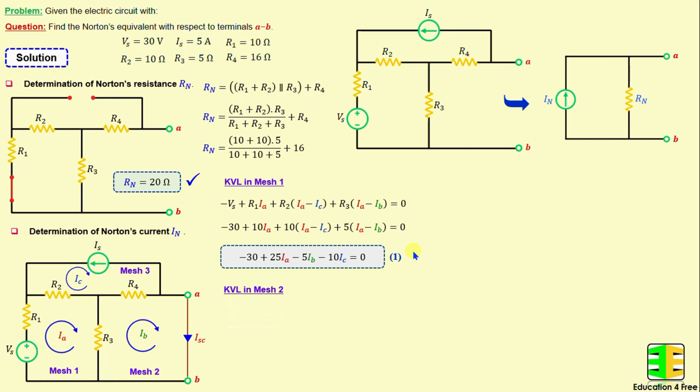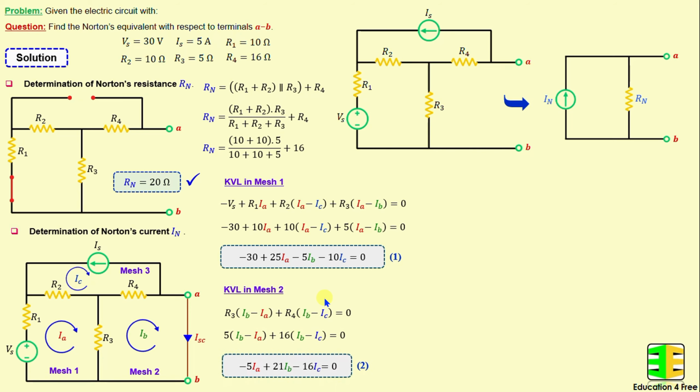Now by applying Kirchhoff's voltage law in mesh 2, we can write R3 times (IB minus IA) plus R4 times (IB minus IC) is equal to 0. And if we replace the resistors with their numerical values and continue simplifying this equation, we obtain negative 5 times IA plus 21 times IB minus 16 times IC is equal to 0.